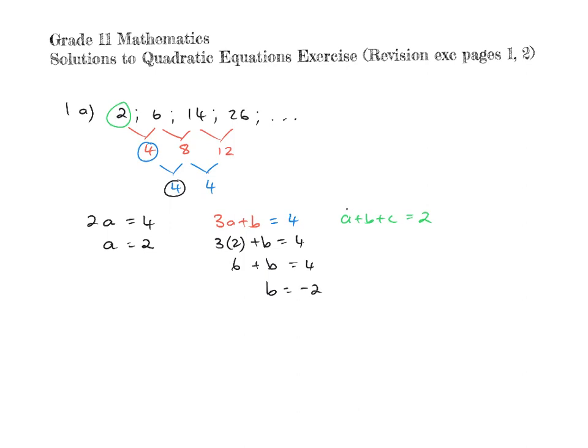So we've got a, we've got b. Now we just need to work out what c is. a is 2, b is equal to minus 2, and plus c is equal to 2. So therefore 2 plus minus 2, of course, is 2 minus 2, and that's 0. So c is equal to 2. And remember, the general form of a quadratic sequence is an squared plus bn plus c. So therefore it is 2n squared minus 2n plus 2.